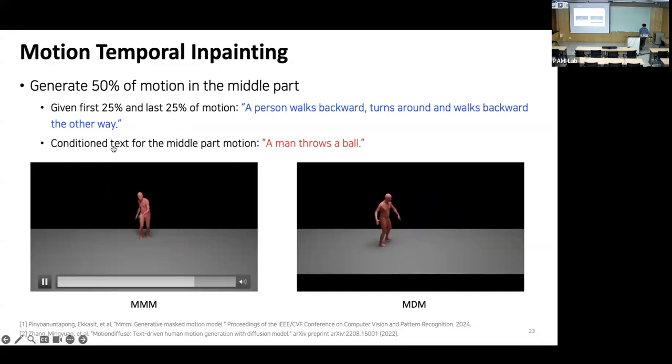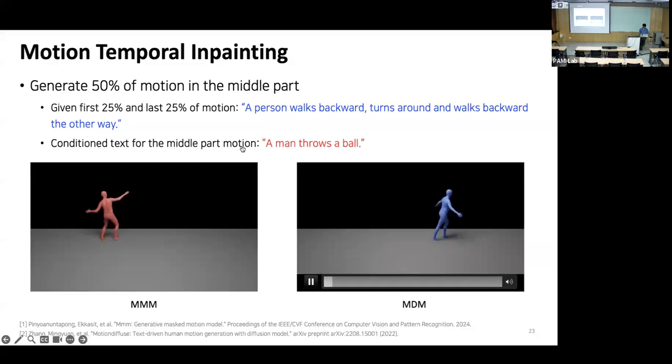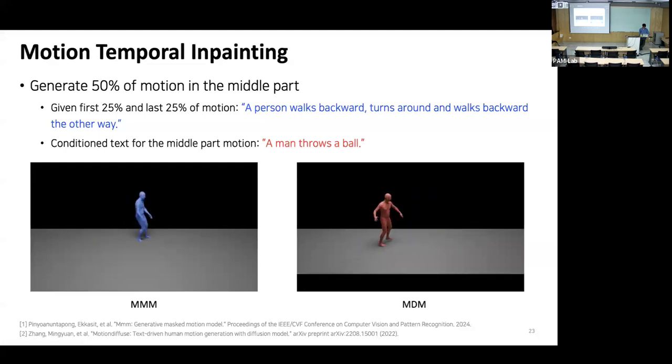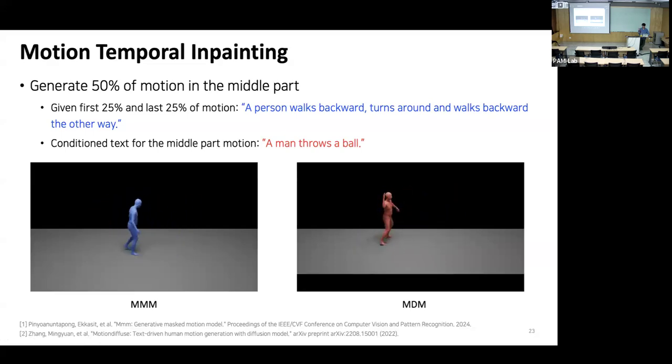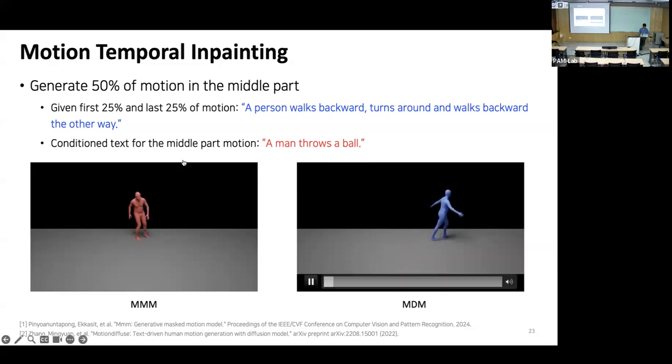So the MMM can generate plausible motion sequences compared to the MDM. MDM cannot generate natural and smooth transition motions here.